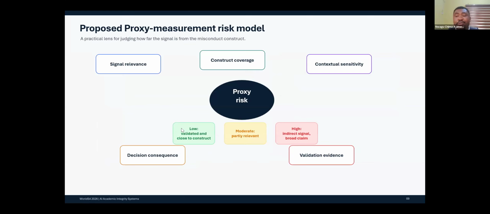So our paper proposes a proxy measurement risk model. The model evaluates 5 dimensions: signal relevance, construct coverage, contextual sensitivity, decision consequence, and validation evidence. These dimensions help judge how far the measured signal is from the misconduct construct being inferred. Based on that distance, the risk can be classified as low, moderate, or high. This will help institutions decide whether a detection output should be used only for screening, for further investigation, or for high-stakes disciplinary actions.